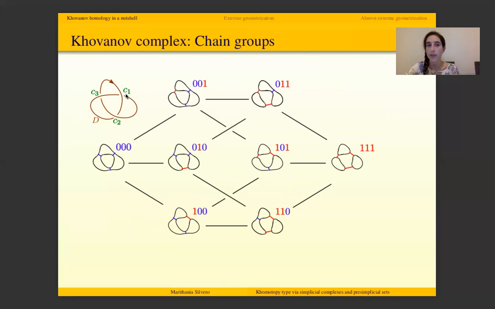We have 0, 0, 0. Now in the next column, I have written states having just one label. So here we have 0, 0, 1, 0, 1, 0, and 1, 0, 0. In the next column, I have drawn all states having two 1 labels. So 1, 1, 0 here, you see, 0, 1, 1, 1, 0, 1, and 1, 1, 0. And then in the last column, I have written the states having three ones. Okay, the only one is this 1, 1, 1 state.